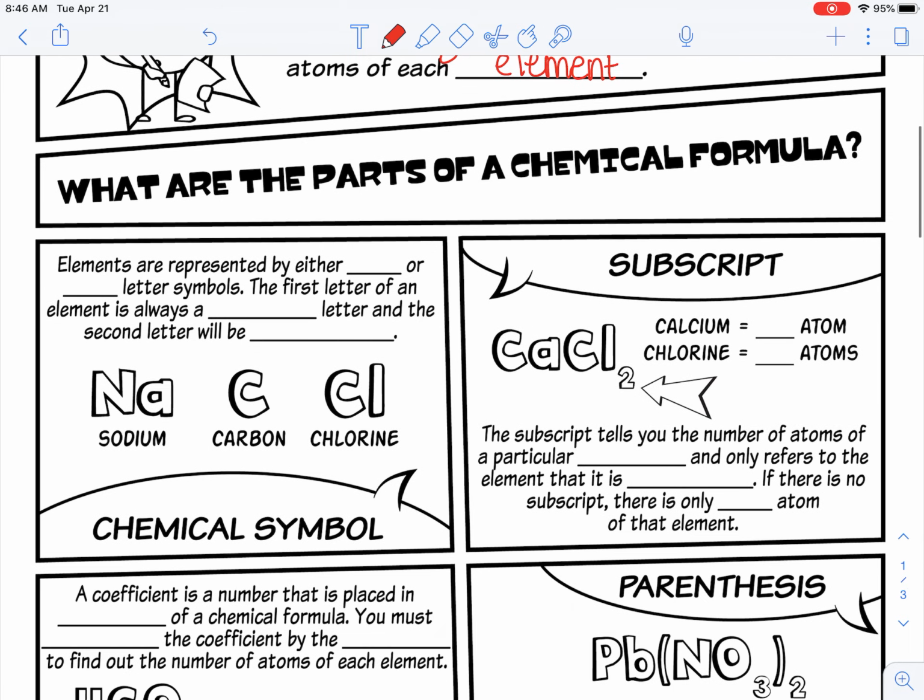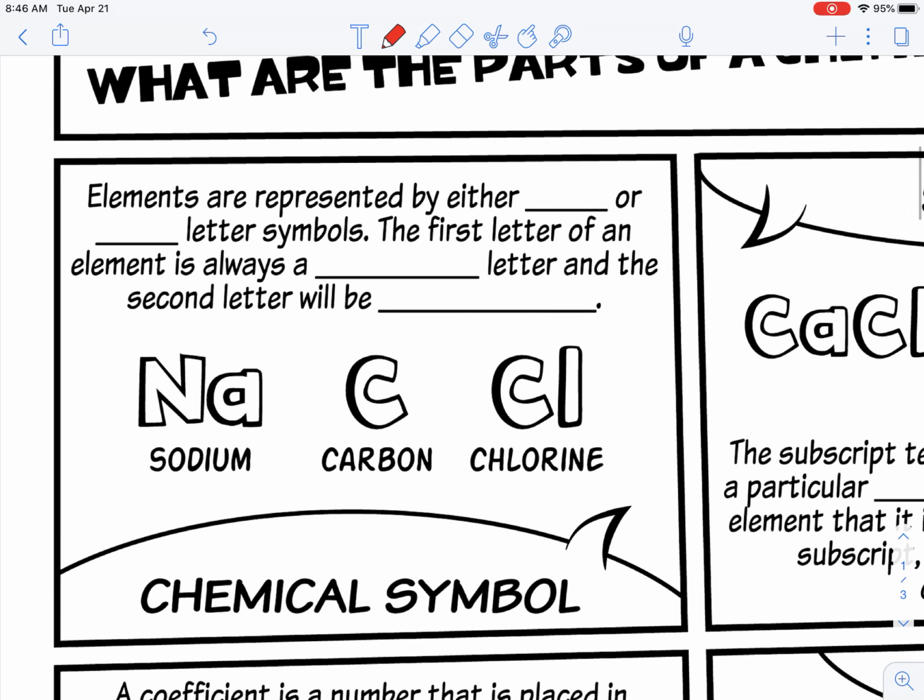So the first thing we need to talk about are the chemical symbols. And like I said, we've talked about this before. So elements are represented either by one or two letters, symbols. The first letter of the element is always a capital, and the second letter will always be lowercase. And that's how we know where one element starts and another one ends. So sodium is capital N, lowercase a. Carbon is capital C. Chlorine is capital C, lowercase l.